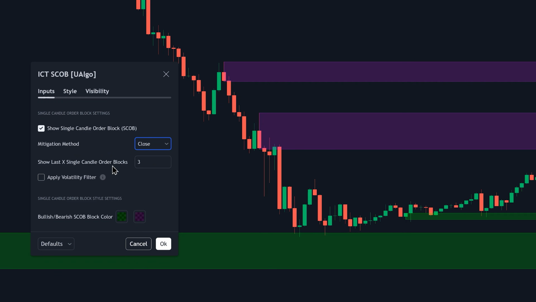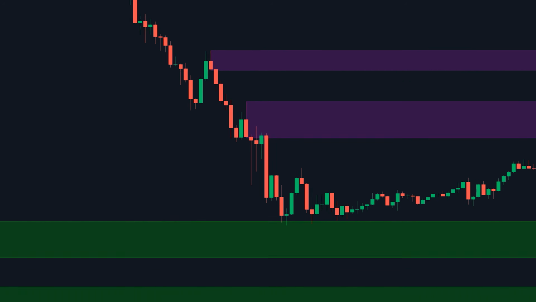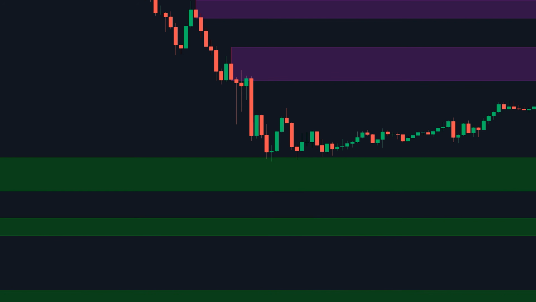There is an option to show a specific number of single candle order blocks. The default value is 3. And then we have the apply volatility filter, which enables filtering of order blocks based on volatility. When enabled, only order blocks with an ATR value above the mean ATR value will be showcased. I'm gonna enable that. There is also an option to change the colors. After that, click OK.